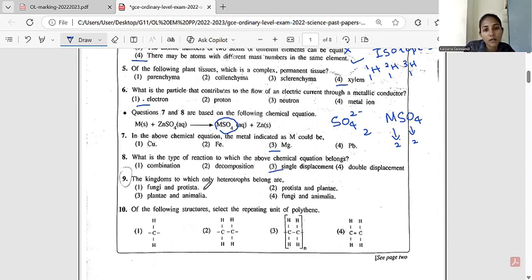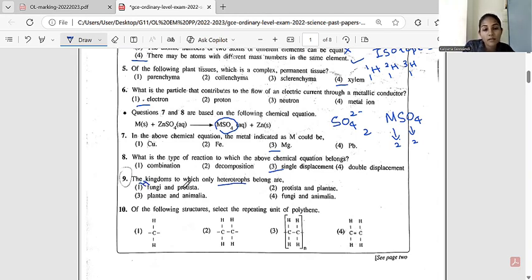The kingdoms to which only heterotrophs belong. Heterotrophs are the organisms that can't produce their own food. The opposite of heterotrophs are autotrophs. Autotrophs are the organisms that can produce their own food. Especially photosynthetic organisms belong to autotrophs. Here we want to find the organisms that can't produce their own food. It means that they are not photosynthetic organisms. Fungi is famous. They are heterotrophs.